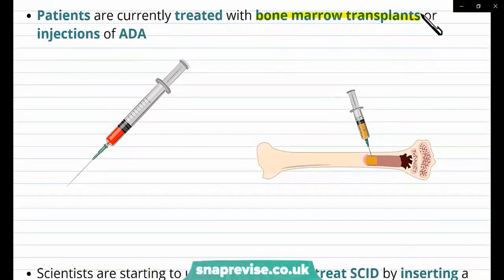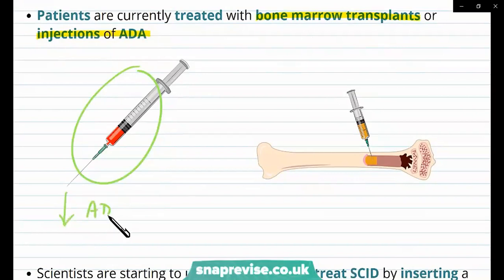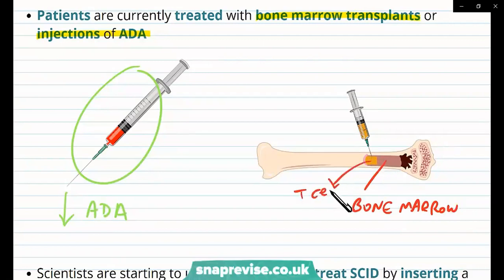So the current treatment is with a bone marrow transplant or an injection of ADA. So in injections of ADA, essentially what we're doing is inserting the ADA protein as a replacement therapy, just in the same way that we would inject insulin for diabetes. Bone marrow transplants involve taking bone and taking the soft tissue within bone and replacing it with healthy bone marrow from a donor. And the bone marrow is involved in making T cells, as well as other cells in the blood system, like the red blood cells, so then it's able to make more healthy immune cells.